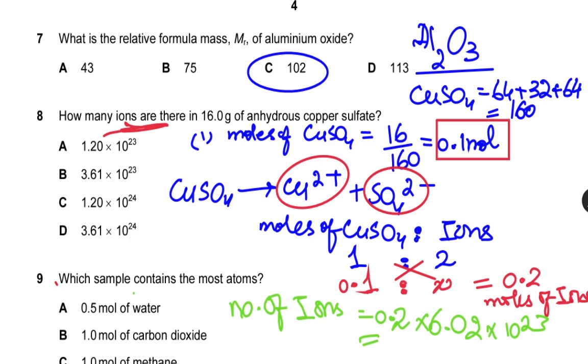is equal to 1.20 into 10 raised to power 23. So C option will be correct for this MCQ.